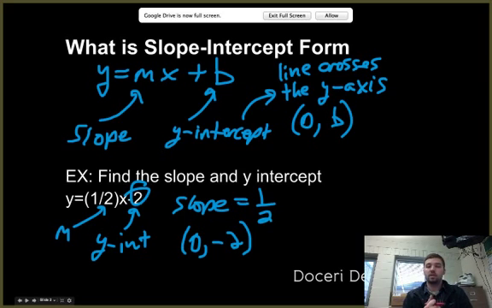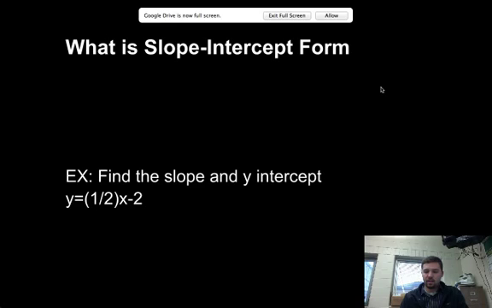That's how I'd find the slope and the y-intercept given an equation that's already in slope-intercept form. Now let's look at an example where it's not in slope-intercept form. Let's look at the next example.